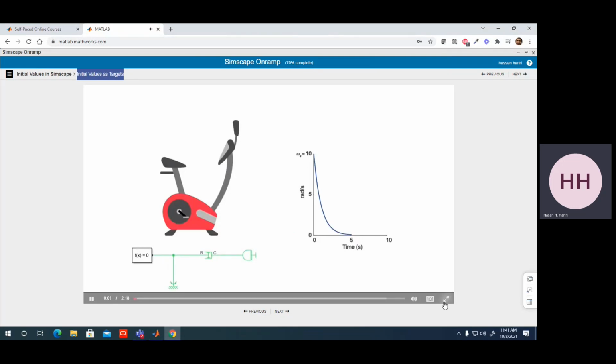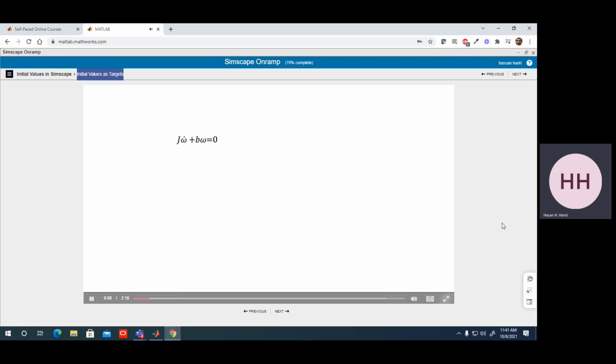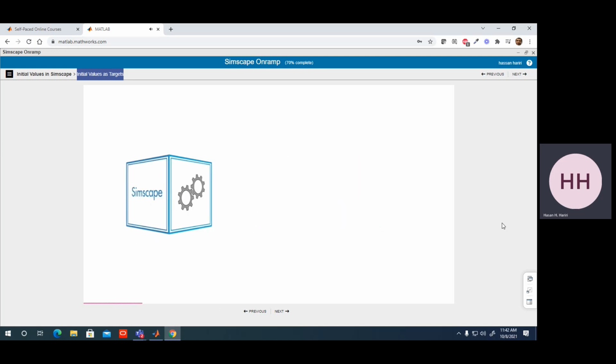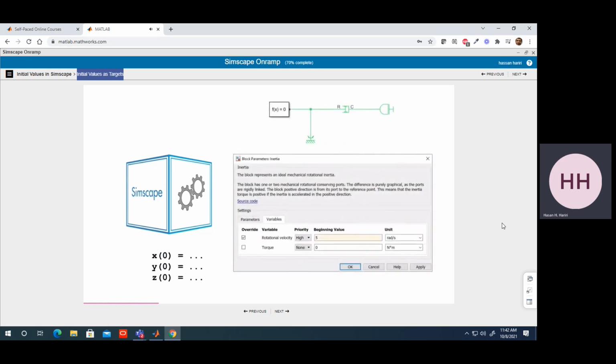Earlier, you built a model of a rotational mass damper system where the mass had an initial angular velocity. If you were solving these equations by hand, or in Simulink for that matter, you would need to plug in an initial condition. But Simscape determines the equations for you, so where do you set the initial conditions? Simscape will actually calculate those for you as well, based on target values that you set. You can specify beginning values using the Variables tab of each component.